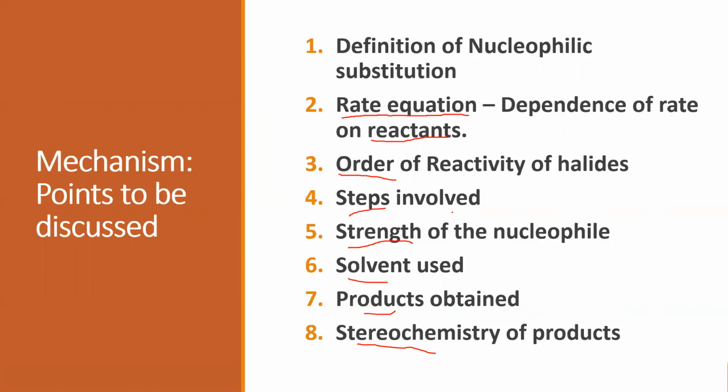Steps involved in either SN1 or SN2. Strength of the nucleophile that is used for SN1 and SN2. Solvent that is used. The products obtained. And finally, the stereochemistry of the products. Clear? So this is the broad outline with which we will be looking at each of the mechanisms. So are we good to go? All right. So as I told you, from the next slide, I want your complete attention towards the screen.